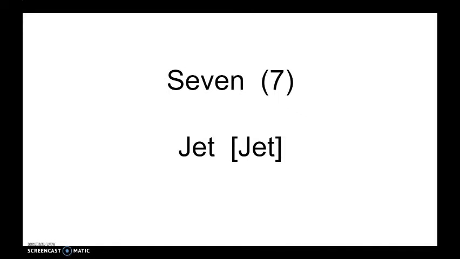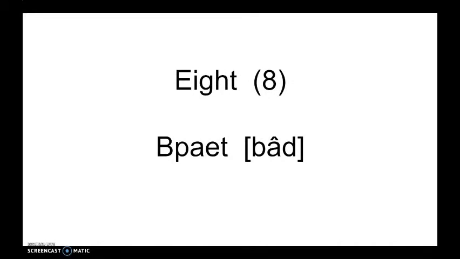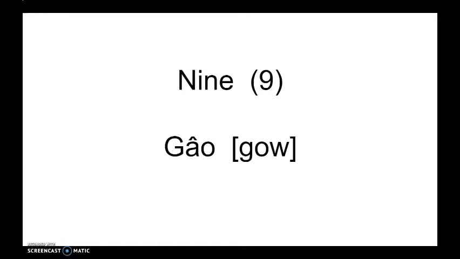Number 7 is jet, like I'm going to jet. Okay. 7. Number 8 is bat, okay, almost like you're saying bad, but bat, and it actually has a T sound on the end, so bat. Number 9 is gao.